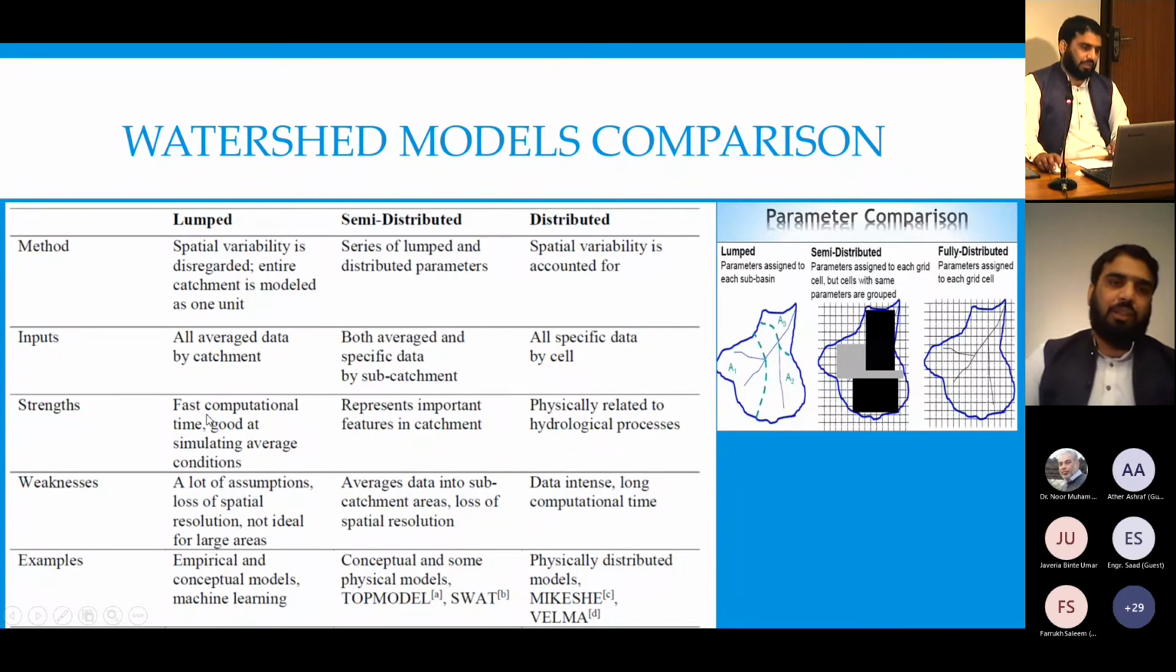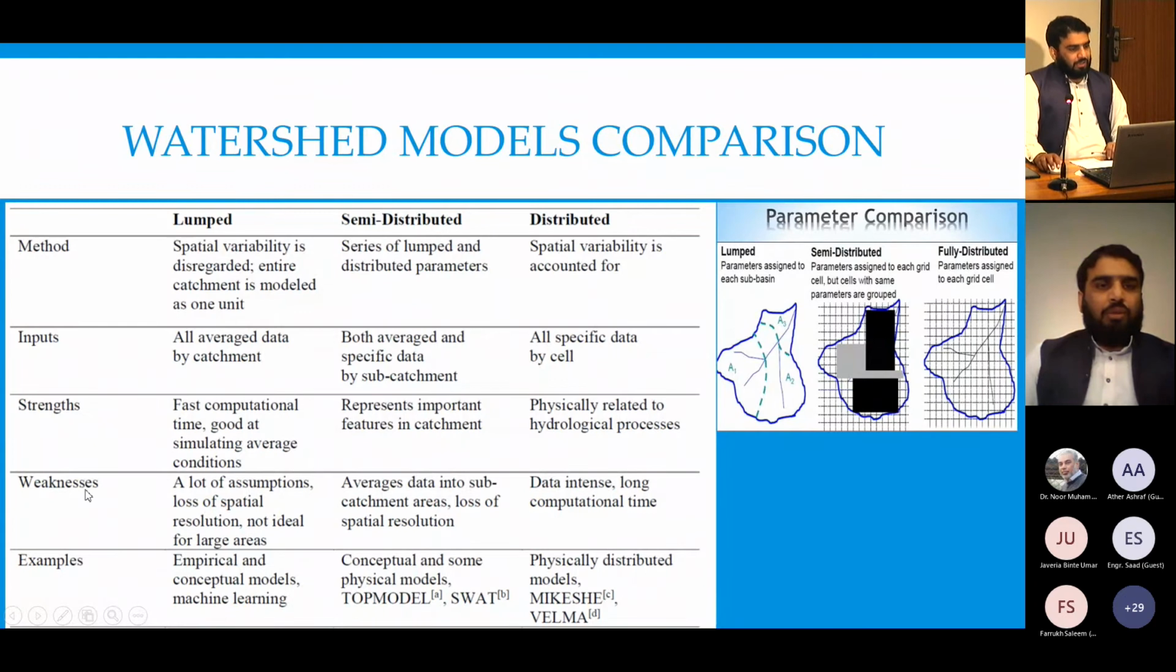The strength of the lumped model is that we have to put in only the average data and the entire catchment is considered as one unit, so its computation is very fast as compared to the semi-distributed and distributed. The strength of the semi-distributed is that it represents important features in the catchment as well. And in the distributed model, as every single cell is counted, it can be a better representation of the physical processes and the catchment as well.